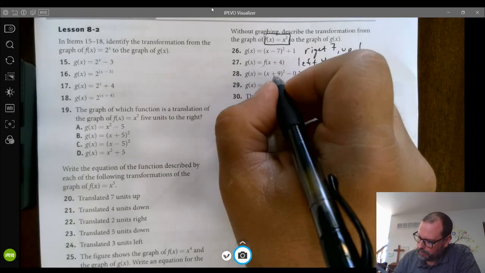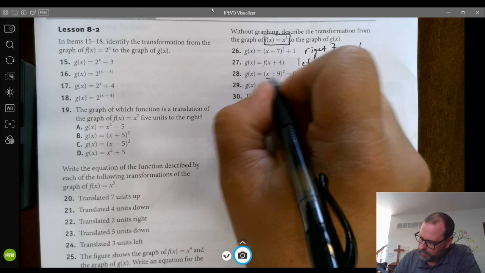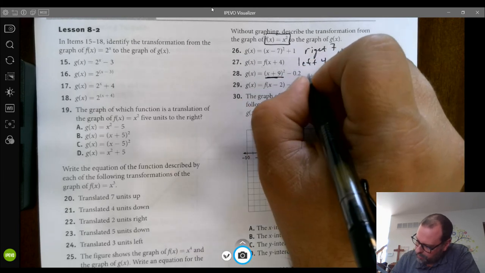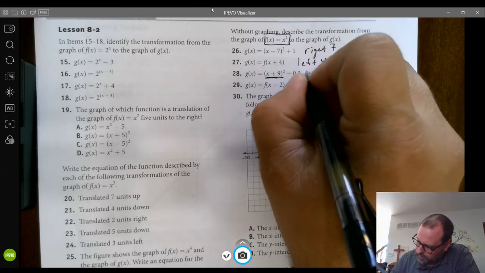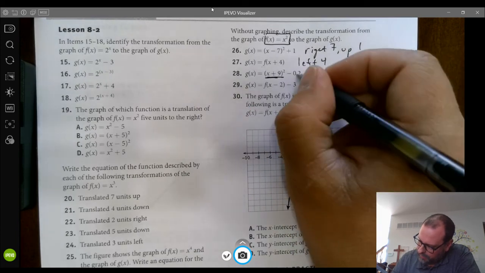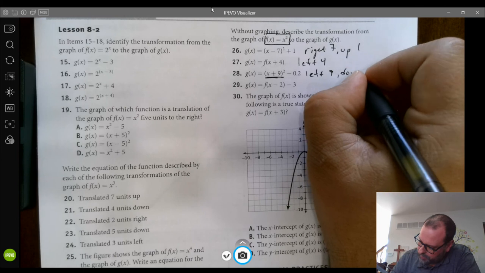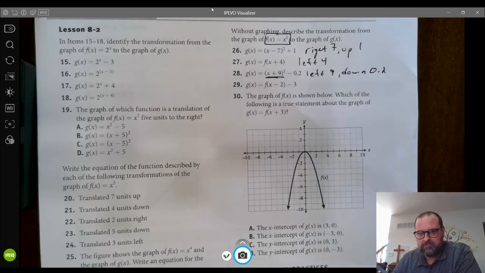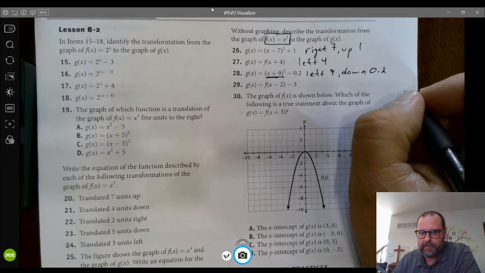28, x plus 9 squared. So in parentheses is horizontal, and I'm moving the opposite. So instead of thinking right 9, it would actually be left 9. Minus 0.2 would just be down 0.2. It doesn't matter if it's a decimal.